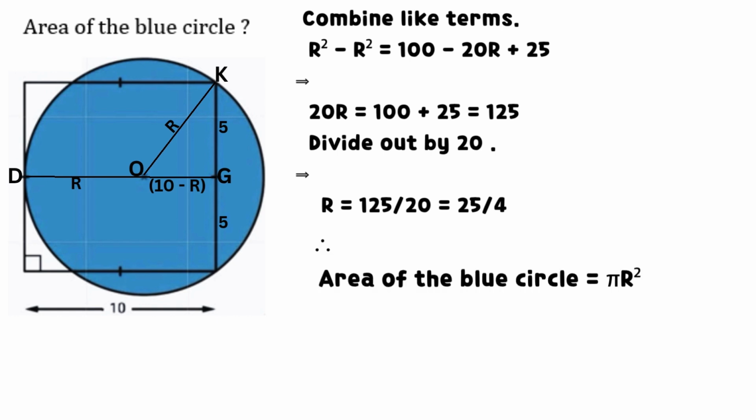Therefore, the area of the blue circle equals pi times R squared, which equals pi multiplied by the square of 25 divided by 4. Simplify. We have that the required area of the blue circle equals the product of 625 and pi, all divided by 16, in square units.